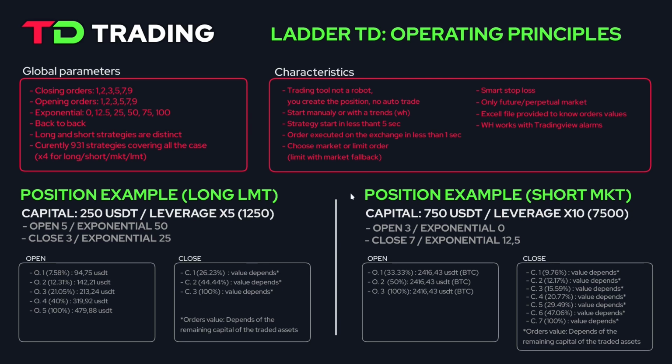For our second position example, we are going to short with market order with a capital of 750 USDT with a leverage times 10. So 7,500 USDT. We are going to decompose the opening order in 3 orders with an exponential of 0, so no exponential. For the closing order into 7 orders with an exponential of 12.5. So for the opening orders, they have all the same value as there is no exponential difference. BTC value, of course, as you are shorting, it opens 33%, 50, then 100. For the closing order, it depends on the value of the remaining capital of the traded assets. It means how many opening orders have been filled and the selling price as you are shorting.